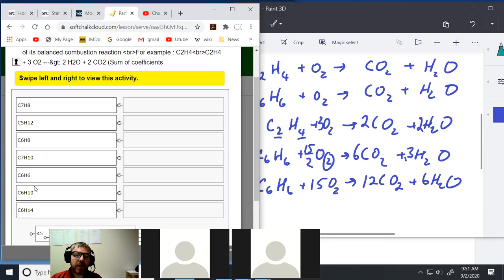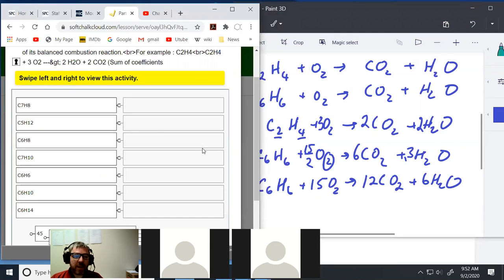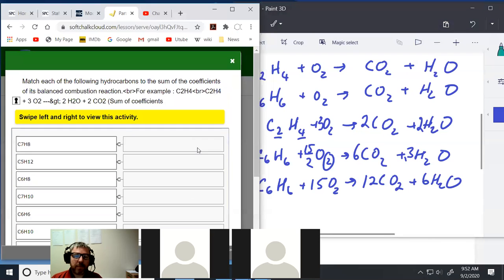And we already did this one. What about C6H10? It's the same as that one. So yes, we would have to multiply by 2. What about C6H14? Yes, 14 divided by 2 is 7. All right, so that's how you can easily tell if you're going to have to multiply by 2 at some point during the process.